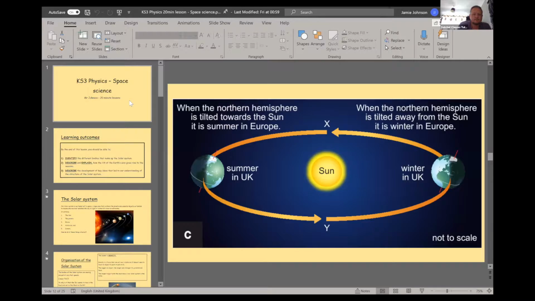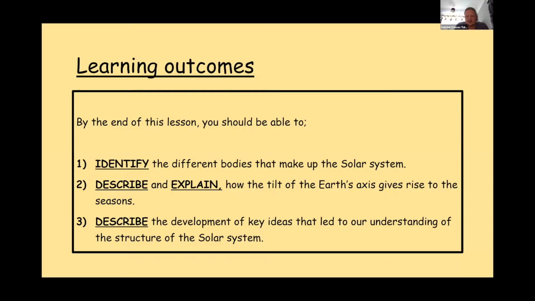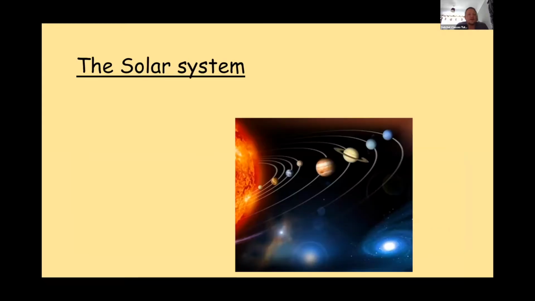Okay, so what should we do by the end of this lesson? By the end of this, you should be able to describe and explain how the tilt of Earth's axis gives rise to the seasons, and describe the development of key ideas to our understanding of the structure of the solar system. So let's go on to our first objective.